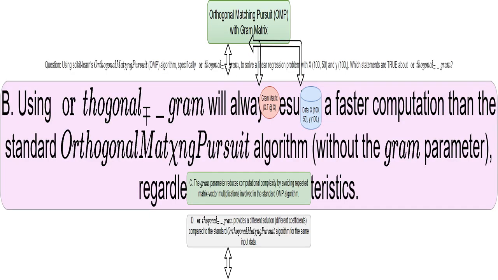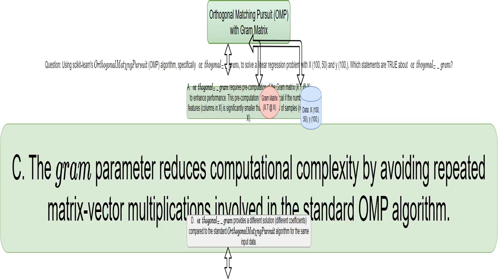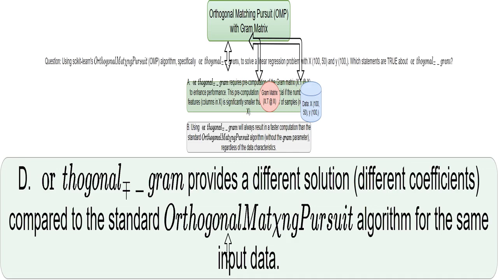While pre-computing the gram matrix usually speeds things up, it could also be slower if the number of features is very large compared to the number of samples. The computation of the gram matrix takes time. So, it does not always mean faster computation. This is also correct. The whole point of using the gram parameter is to avoid repeating calculations, thereby reducing the computation time. It's a computational shortcut. This is incorrect.